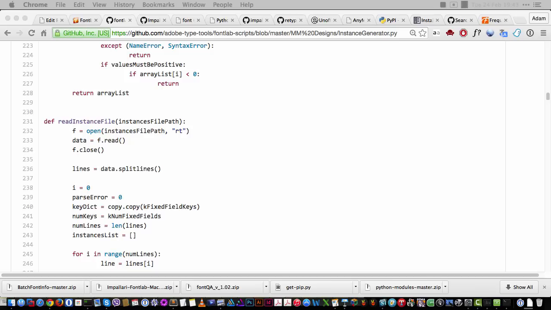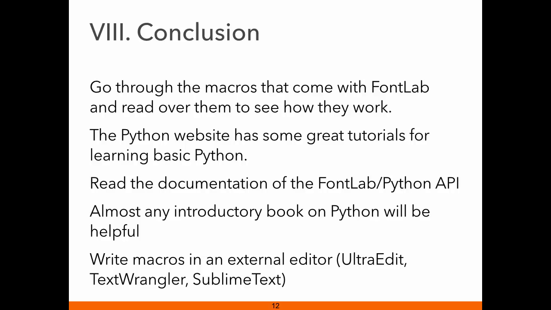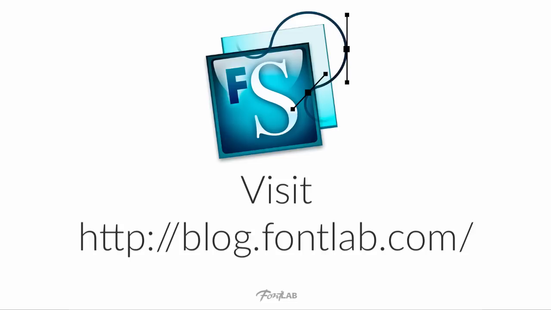So that's sort of my conclusion here. Go through the macros that come with FontLab, download the free ones. I'm going to publish the blog post with the links. The Python website has some good tutorials. Please watch these videos that will be linked. They're really good. Check the documentation. And write macros ideally in an external editor, not necessarily in the edit macros panel, because it's very simple and not so comfortable. Having something like TextWrangler is much more comfortable.